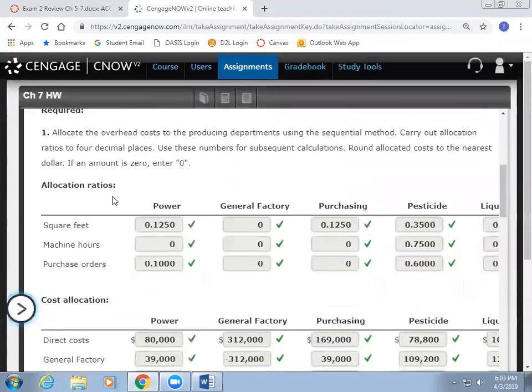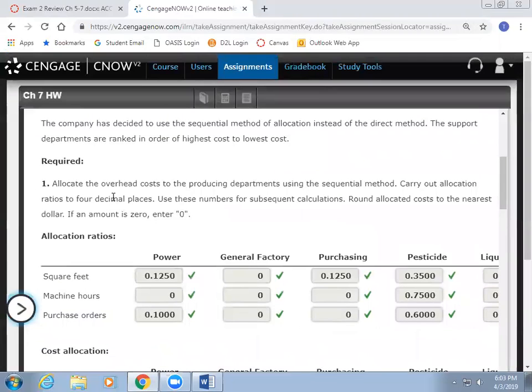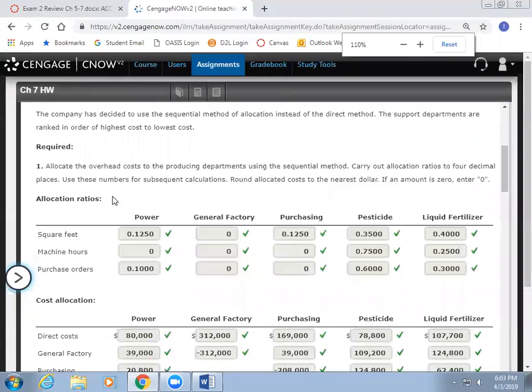So on the allocations, okay, that one's a little tricky because you're doing the step, the sequential, but you have 3 support departments. Power, general factory, and purchasing are all 3 support departments. So what you want to do, I think they told you highest to lowest. So you'll start with the general factory like you did in our practice one or the other homework. And so general factory will get applied to all 4 others. Did you get that one? Okay. Yeah, most people get that one.